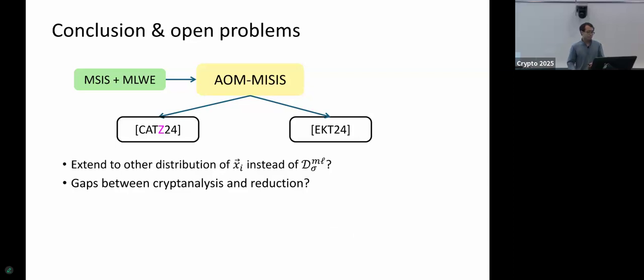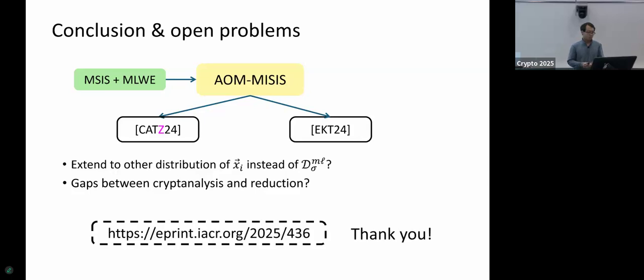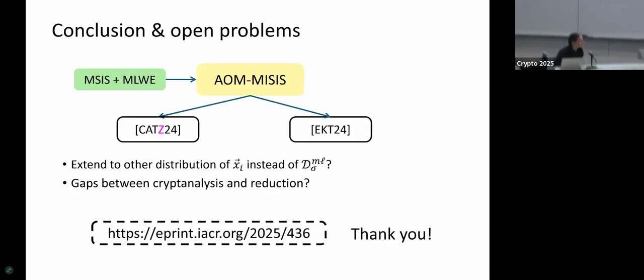We have time for questions. I guess while we're waiting for other people to come down to the microphone, I'm curious to hear more details about the gap between the cryptanalysis and reduction. I guess you had concrete parameters, but what does that look like?